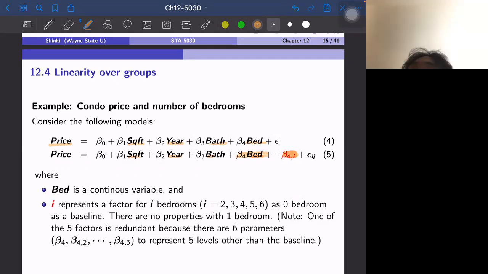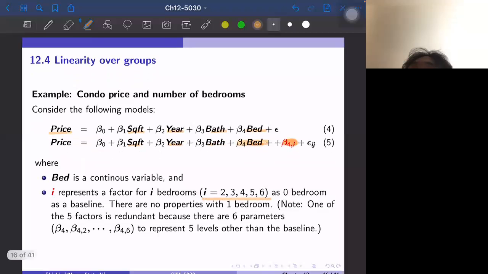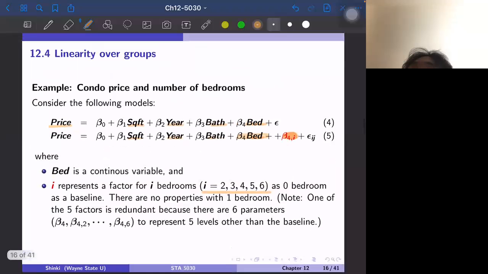Here the beta for i represents the factor for i bedrooms, where i is equal to 2, 3, 4, 5, 6. Actually, in this dataset it's a little bit strange, and there are no houses with 1 bedroom. So the number of bedrooms is either 0 or 2, 3, 4, 5, 6. So we need the indicator functions for the bedroom being equal to 2, 3, 4, 5, 6, so we have 5 variables. If we don't have the continuous variable beta for bed, then we need the 5 levels. But we have already used one parameter here, so we only use 4 parameters here, and 1 parameter there.